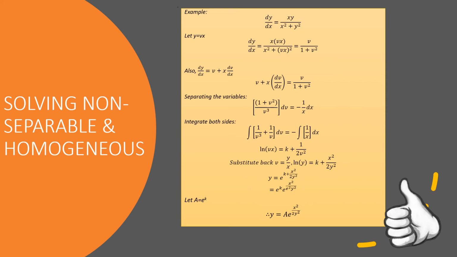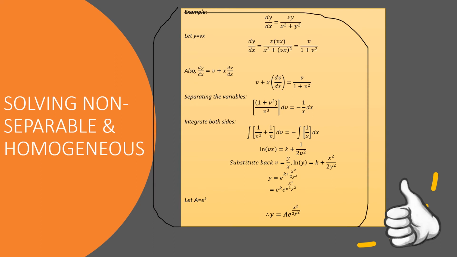As you can see over here, we have an example. You can pause the video to see the steps, but basically we let y equal vx, and then we separate the variables, and then we integrate both sides to get the solution at the end.